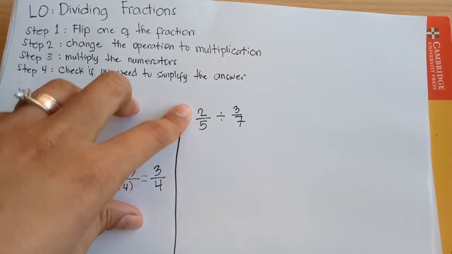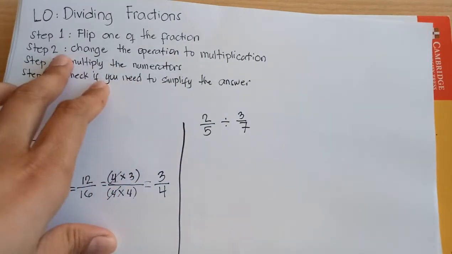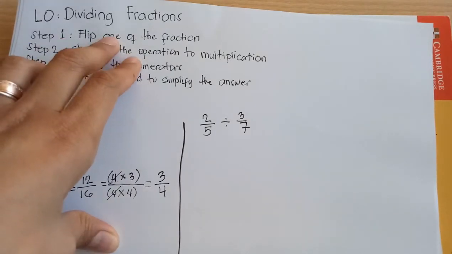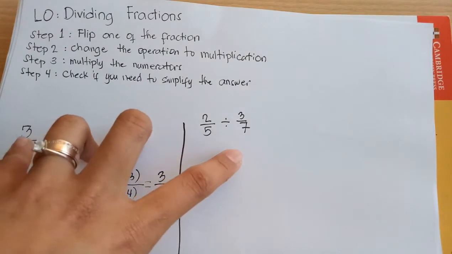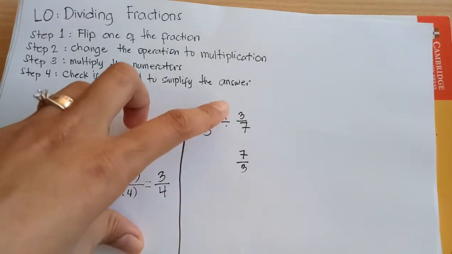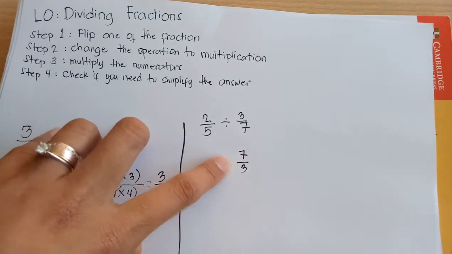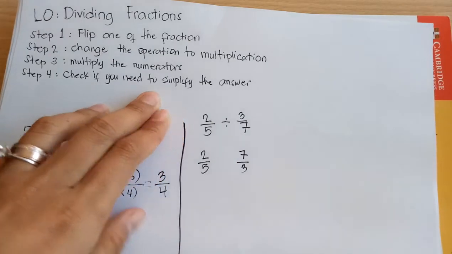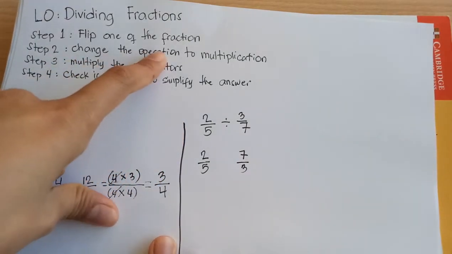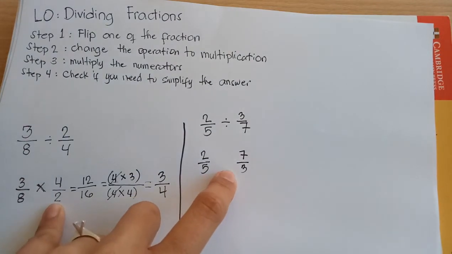Now this time, let's say we have the problem 2/5 divided by 3/7. Now the first step is to flip one of the fractions. Let's say we're going to flip the second fraction again. So I'm going to write it down here. So 3/7, after I flip it, is going to be 7/3. And this fraction we will just copy down. Okay, so for step 2, we're going to change the operation to multiplication. So I'm just going to write the times sign here.